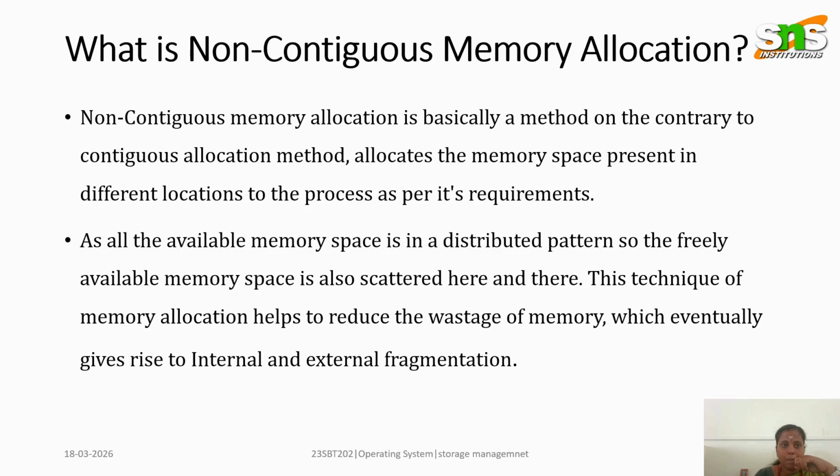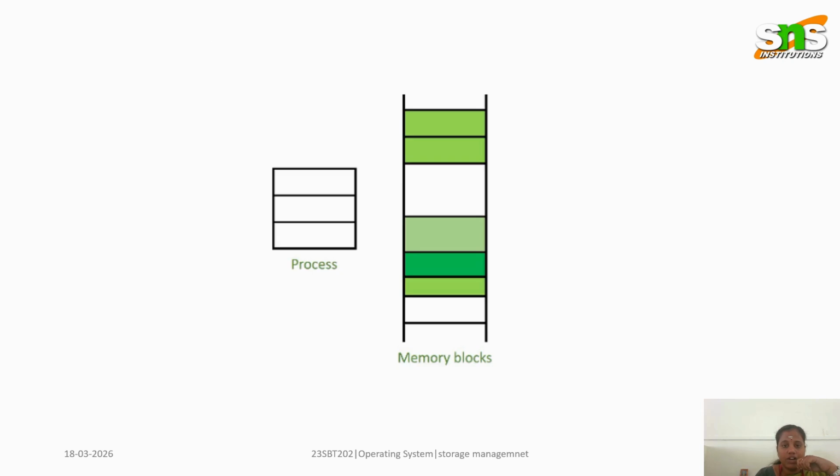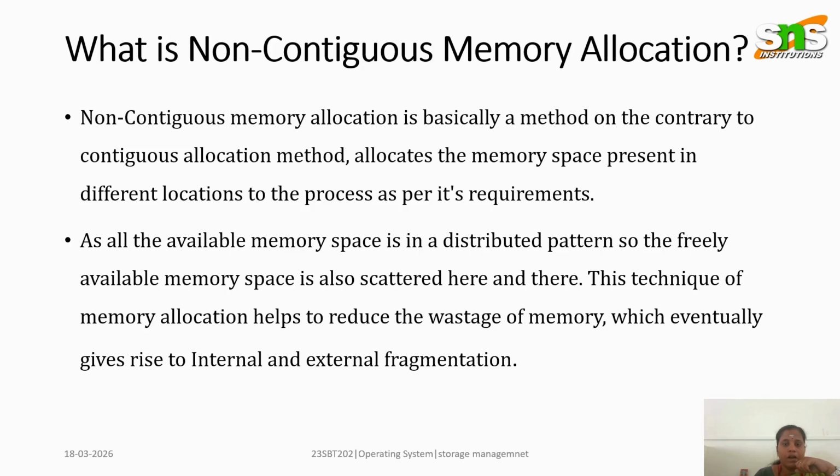The next one is the non-contiguous allocation. In non-contiguous memory allocation, the memory is allocated in different locations. Wherever the process is running, we can allocate it wherever we need in the memory block. So it is not a fixed partition, so the memory space can be used very well. It is basically a method, unlike contiguous allocation, where the memory space is allocated to the process as per its requirement. The available memory space is distributed freely, scattered here and there.